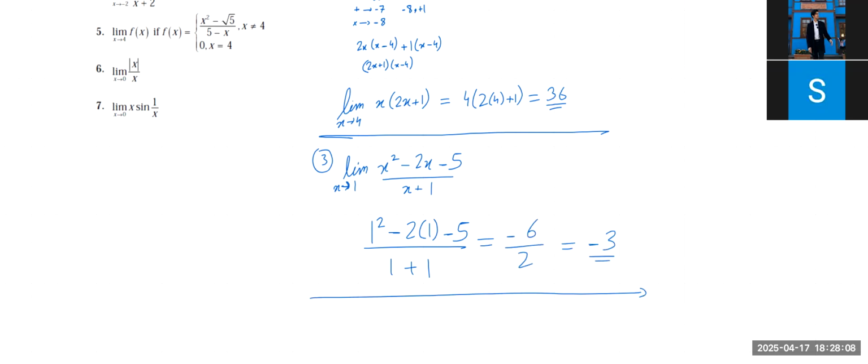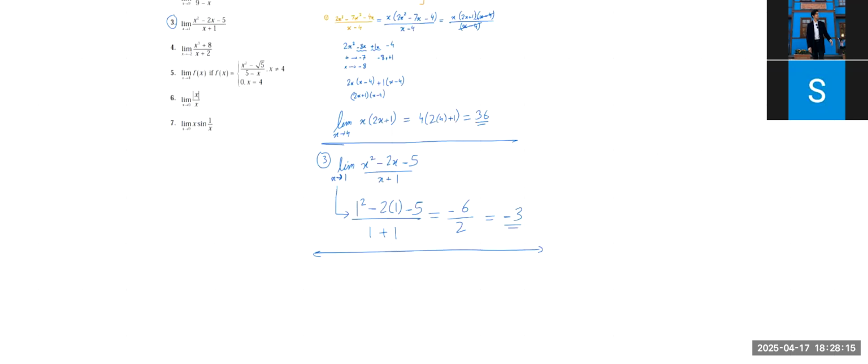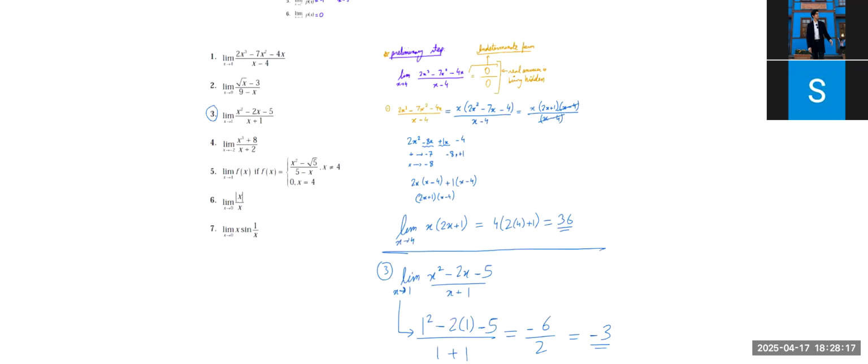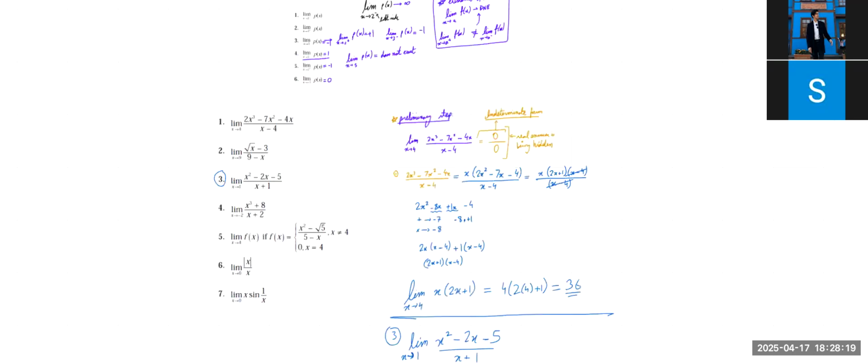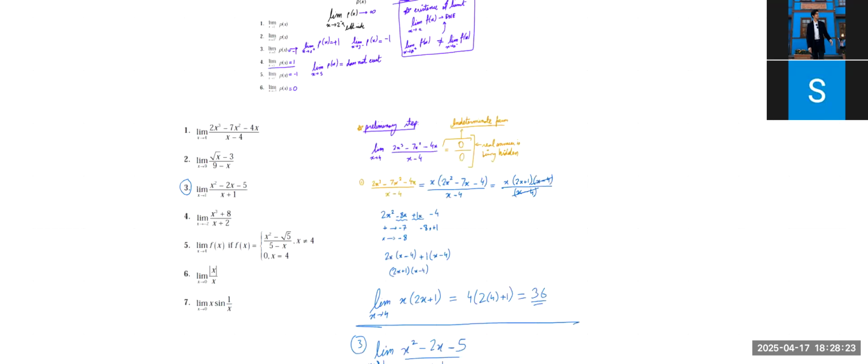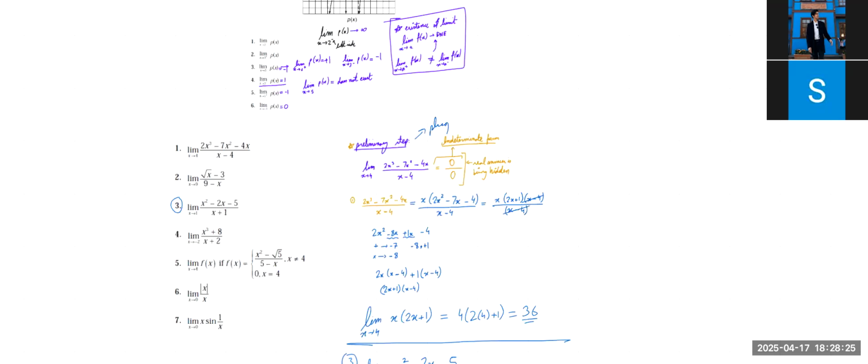So it was as easy as just plugging in the limit directly, because we were not going to get an indeterminate form anyway. Yeah, that's what I did. Okay, so that is the preliminary step. The preliminary step is directly plugging in the limit and seeing what happens.